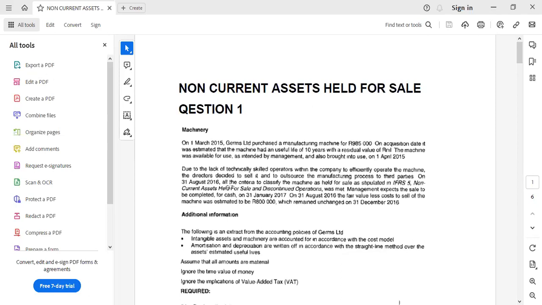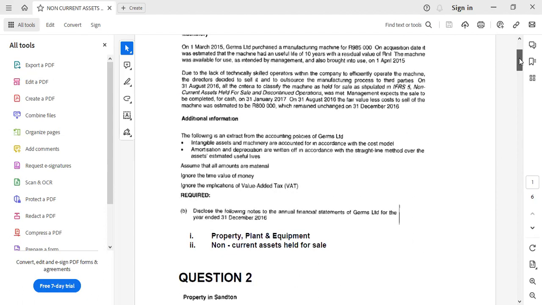The management expects the sale to be completed for cash on 31 January 2017. On 31 August 2016, the fair value less cost to sell of the machine was estimated to be 800,000, which remained unchanged on 31 December 2016. Now the question requires us to disclose the following notes to the annual financial statements of James Limited for the year ended 31 December 2016.